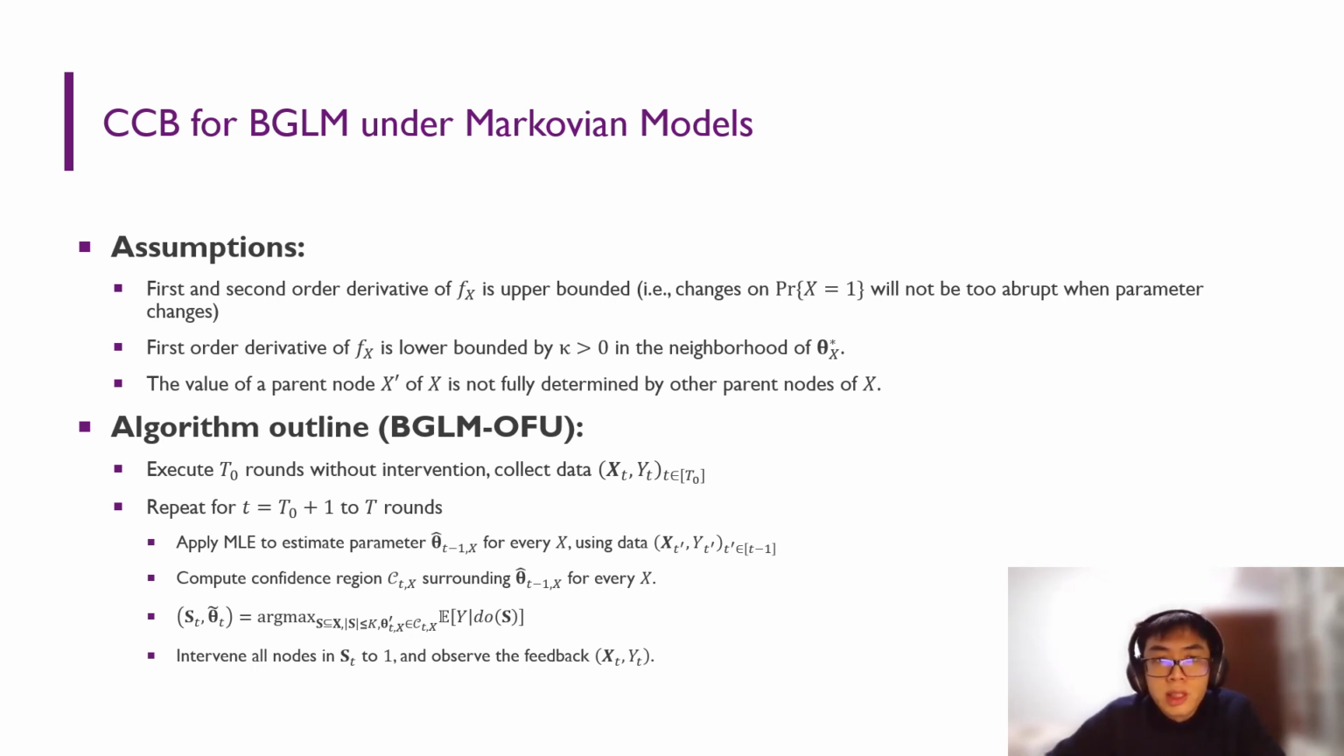Our algorithm uses T0 runs to get a not bad estimation of thetas. Then we apply MLE in each run to update the estimation of thetas. We compute a confidence ellipsoid for every X and find the best parameter setting with optimal interventions to maximize Y. Then we do intervention on S_t. The idea is very simple, but we give a theoretical proof of the expected regret bound.